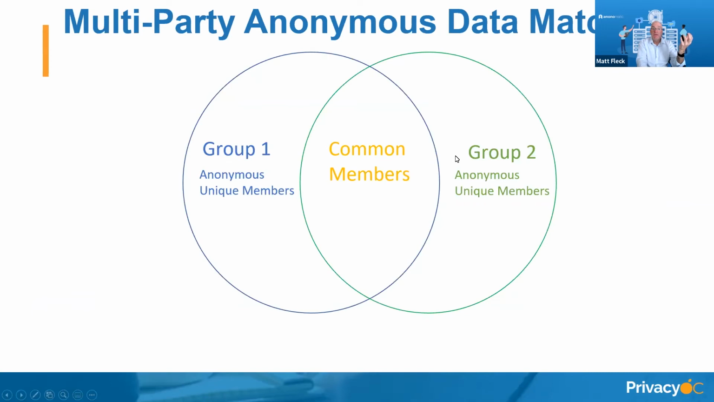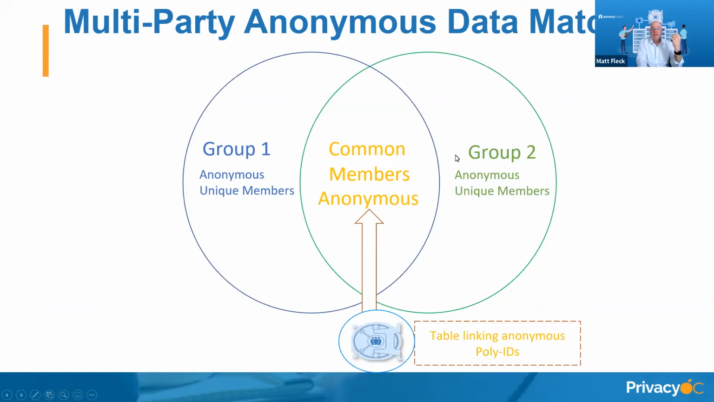So where we were before, where we're trying to figure out what those common members are and who they are, it's as simple as bringing the PII vault in to link that data with the polyanonymous IDs.